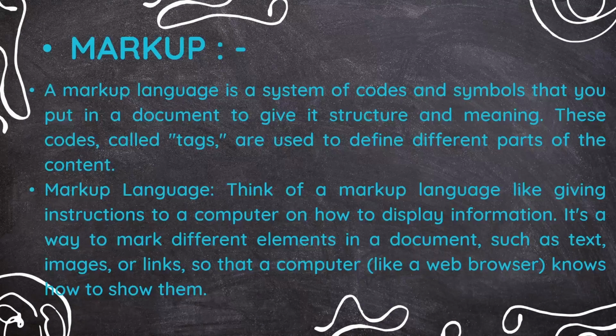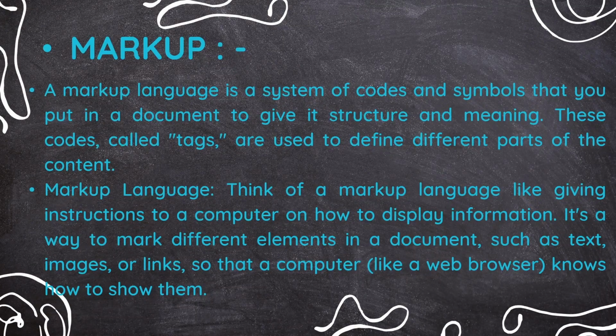So, a markup language is a system of codes and symbols that you put in a document to give it structure and meaning. These codes, called tags, are used to define different parts of the content. Think of a markup language like giving instructions to a computer on how to display information. It's a way to mark different elements in a document, such as text, images, or links, so that a computer, like a web browser, knows how to show them. The sentences explain the concept of markup language and its role in structuring and giving meaning to documents.